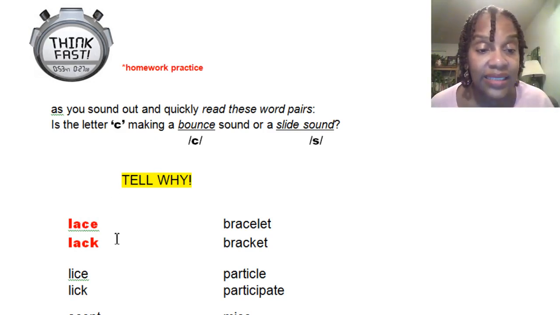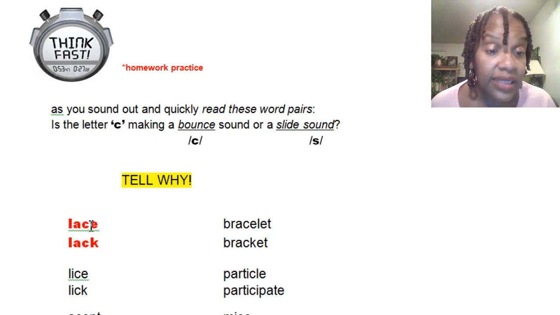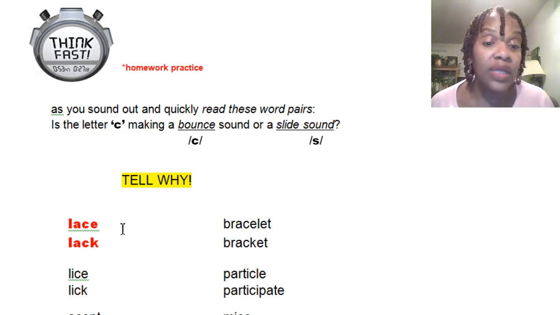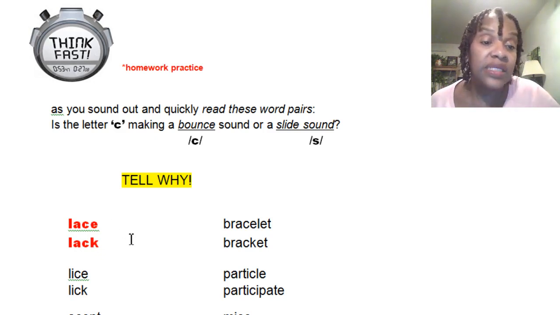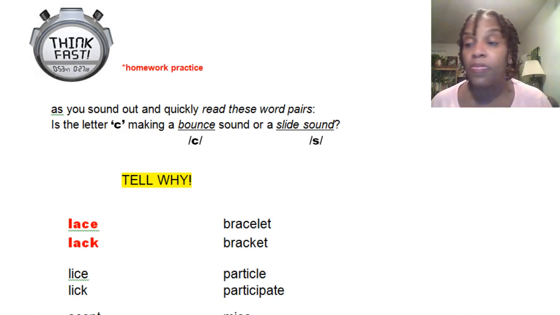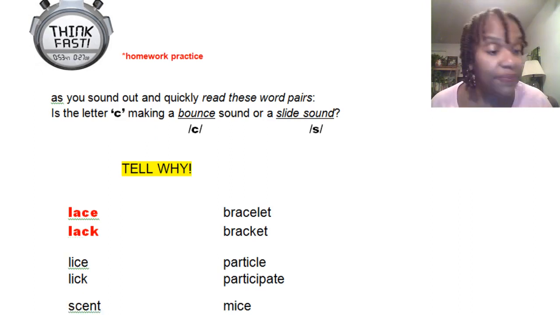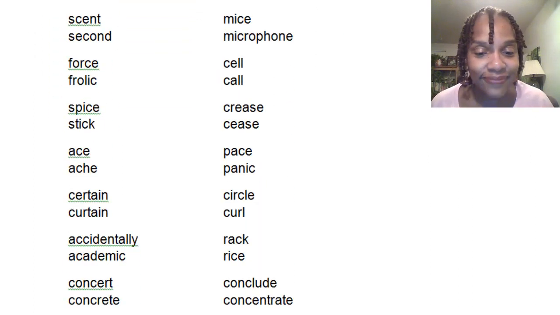Like this is lace and this is lack. The reason this C is pronounced like the letter S is because it's followed by a signal vowel, and this C is not, right? So lace, lack. I need you to sound out the pairs and tell why. All right, good job. That is a part of your homework.